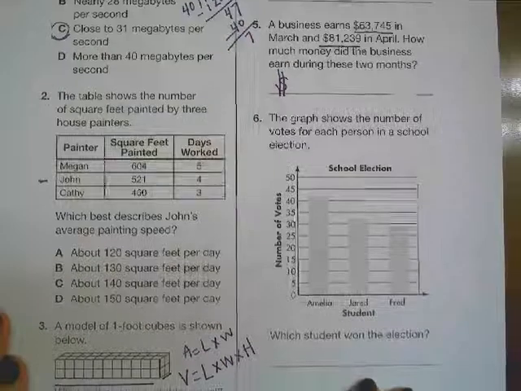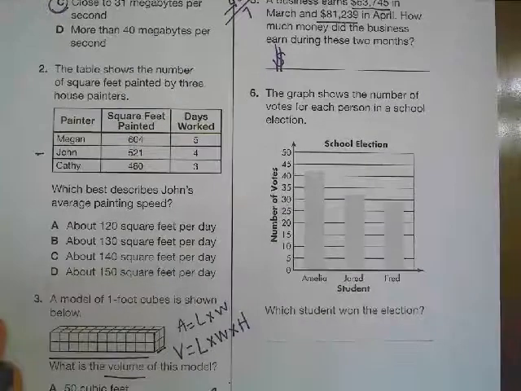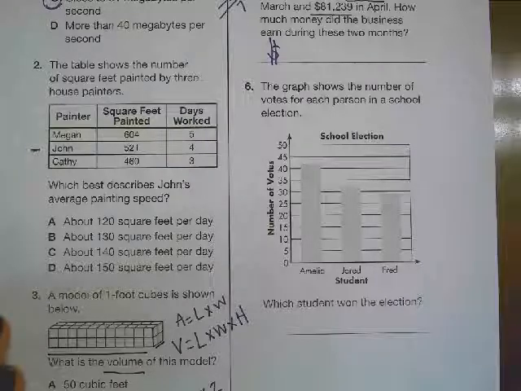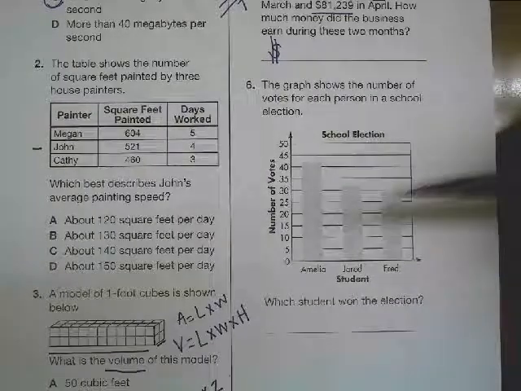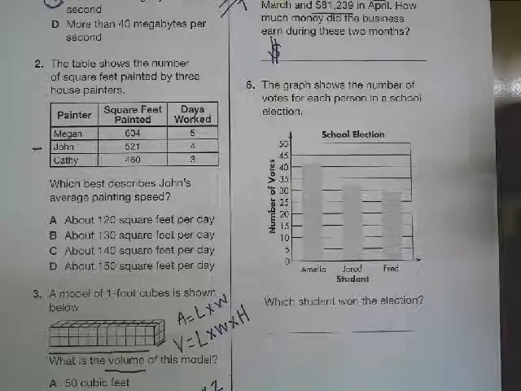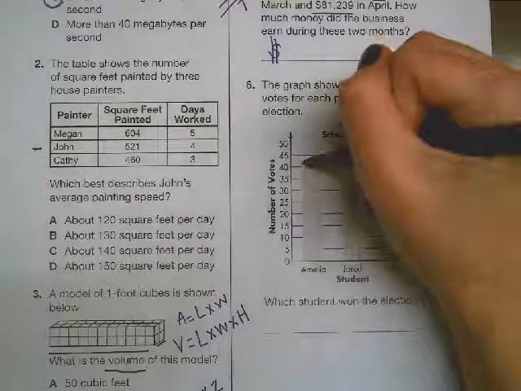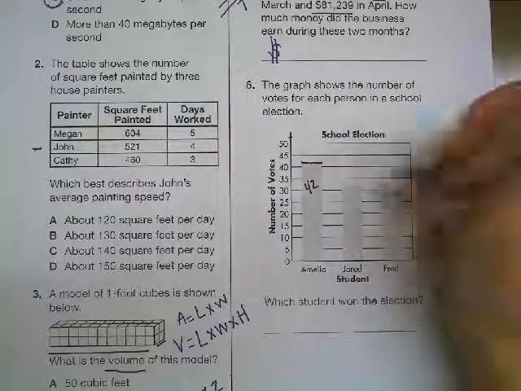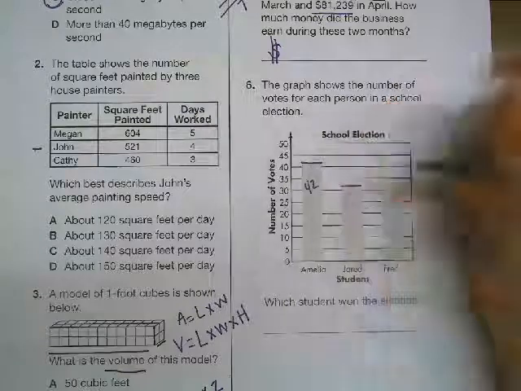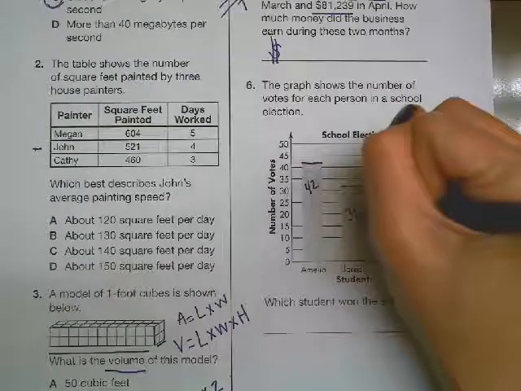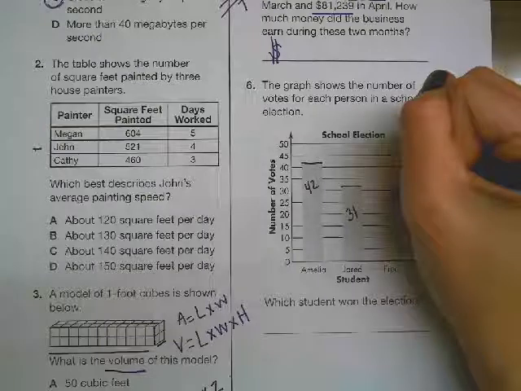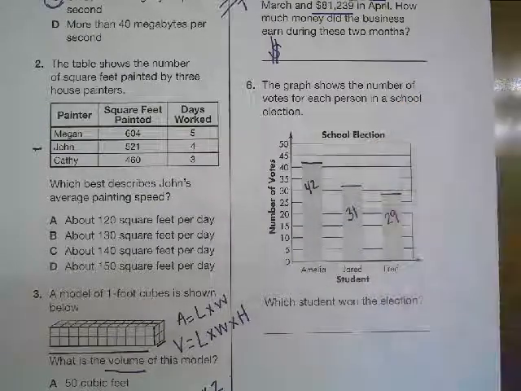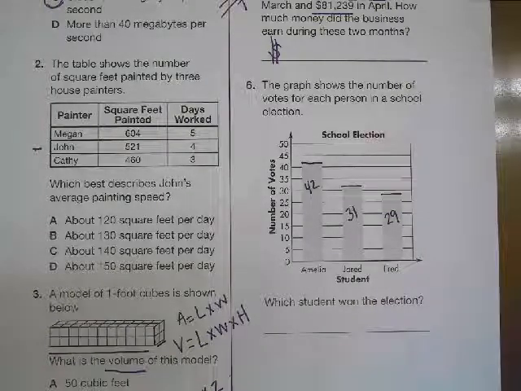Number 6. The graph shows the number of votes for each person in a school election. Which student won the election? Now, if by some crazy chance your graph doesn't show up on your paper, Amelia is right about 42 votes. Jared, he's got about 32 votes. We'll say 31. And Fred has about, looks like 29 votes. So using this information, which student won the election?